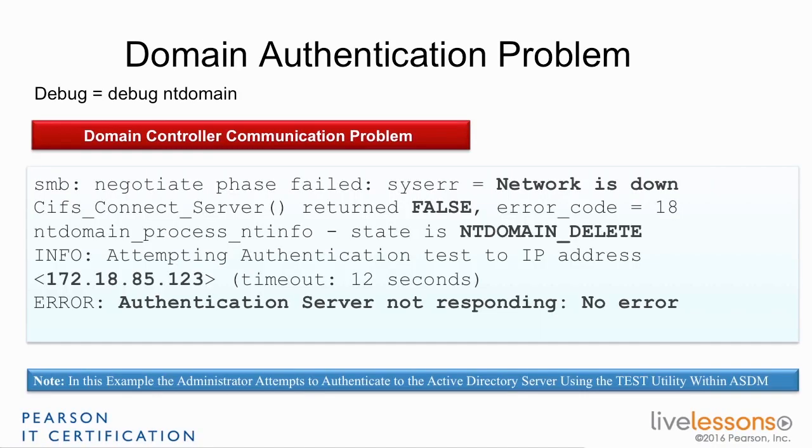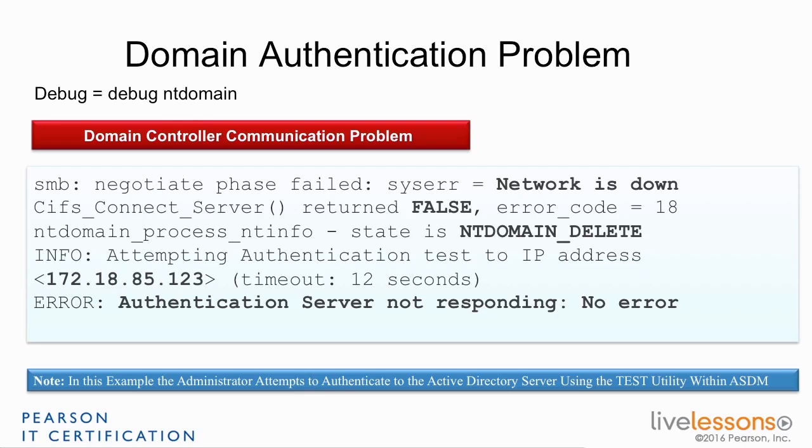There are other debugs that are fairly similar. This is one that is used fairly heavily, which is the debug ntdomain for LDAP authentication, or actually for domain authentication. There are also other debugs, like the debug ntdomain for authentication problems to a Windows domain controller. Again, here we see an error message saying that the network is down, and you see the ntdomain delete message. There are many other debugs that you can use to troubleshoot authentication problems.